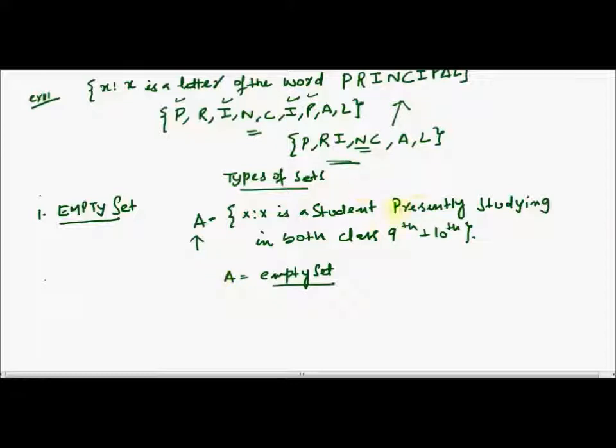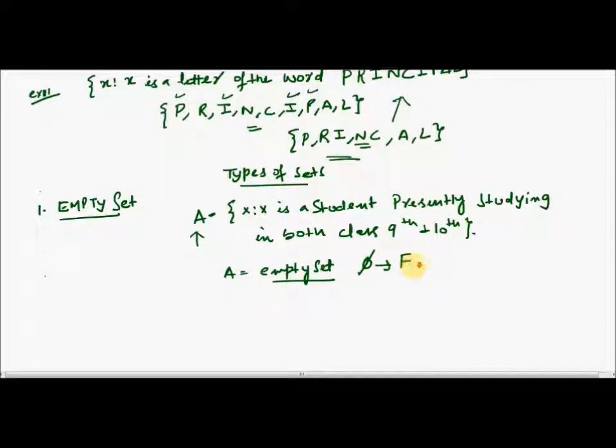And the symbolic representation for an empty set is simply phi. We call it phi, right? This is a symbolic representation. Another representation of an empty set is to simply write empty braces like this. You don't write any element in it, right? So this is what we mean by an empty set.